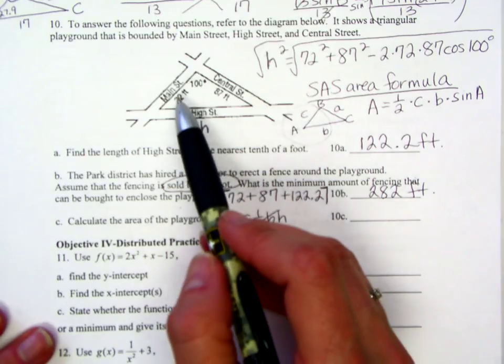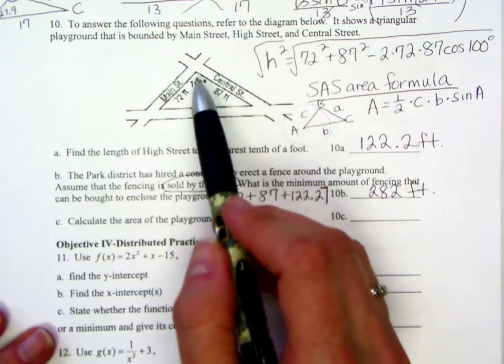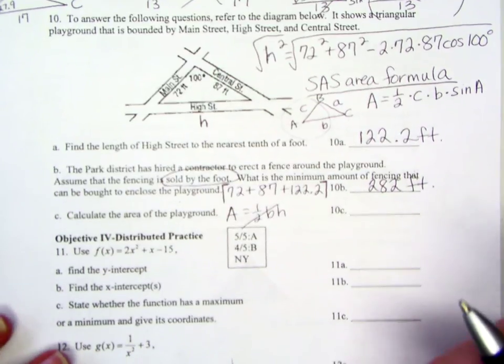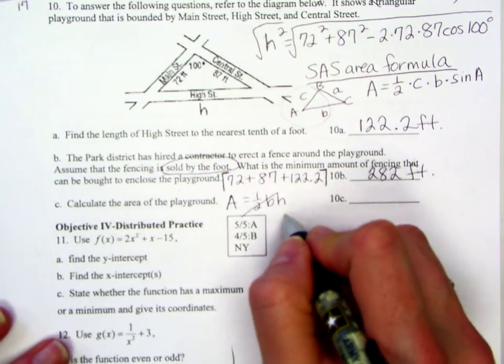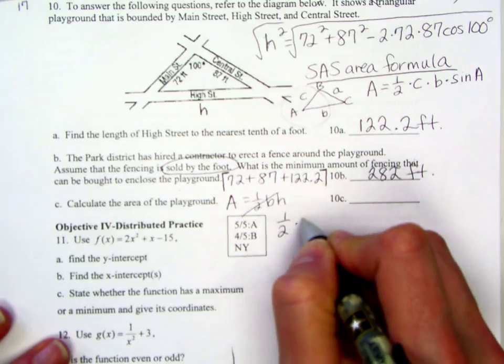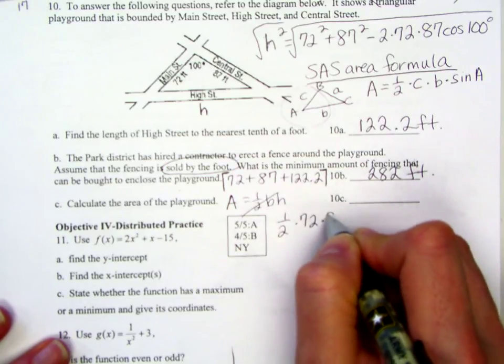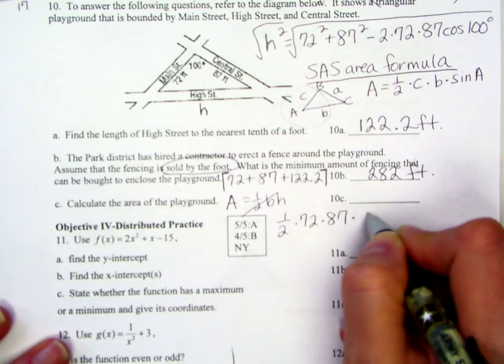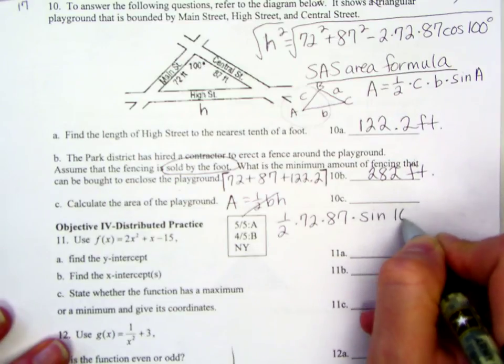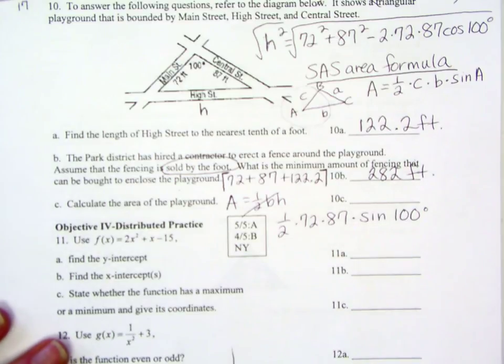So we have that information, right? We've got 72 and 87 and 100 in between. So to calculate the area of this playground, we would do 1/2 times 72 times 87 times the sine of 100 degrees. Okay. Still in degree mode, go ahead and type that in.